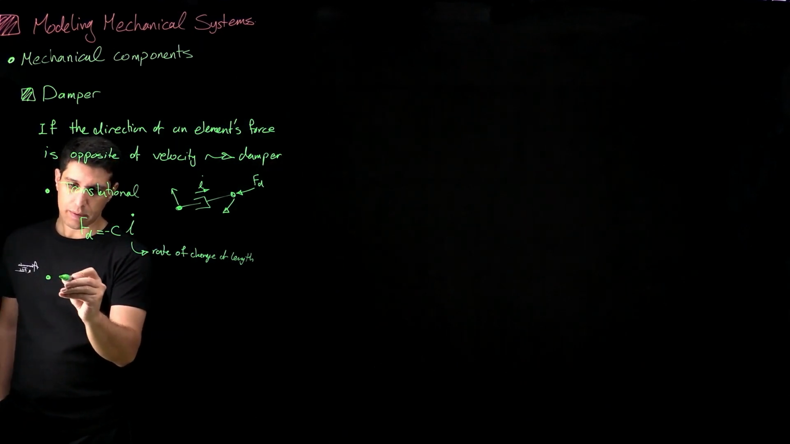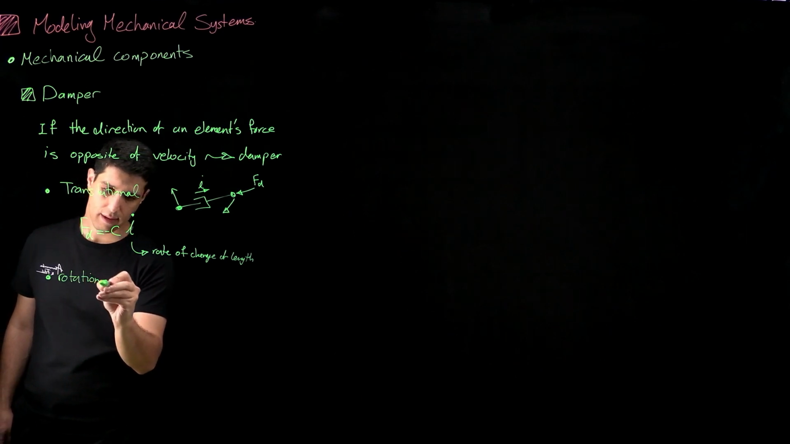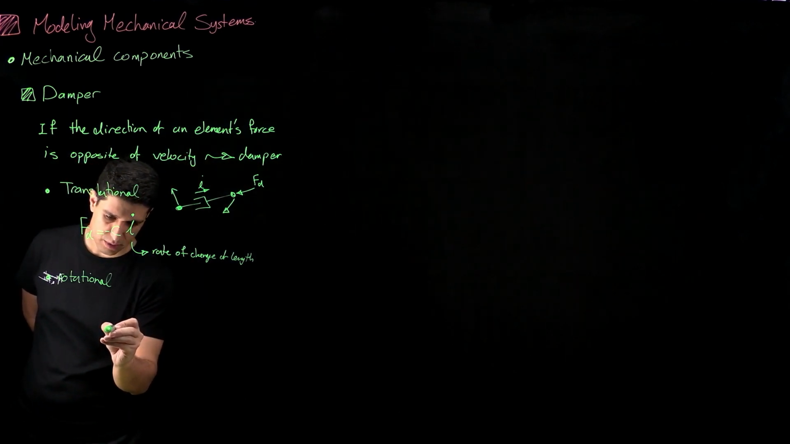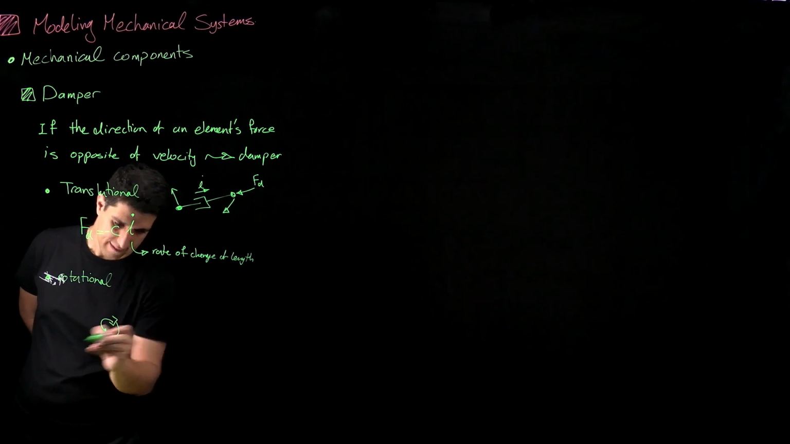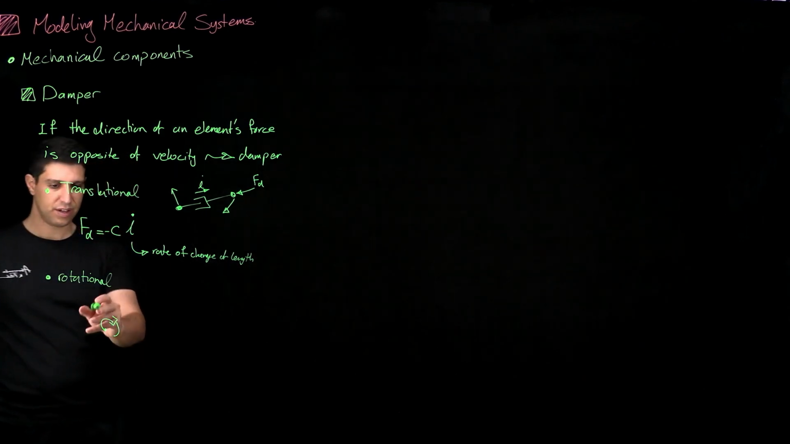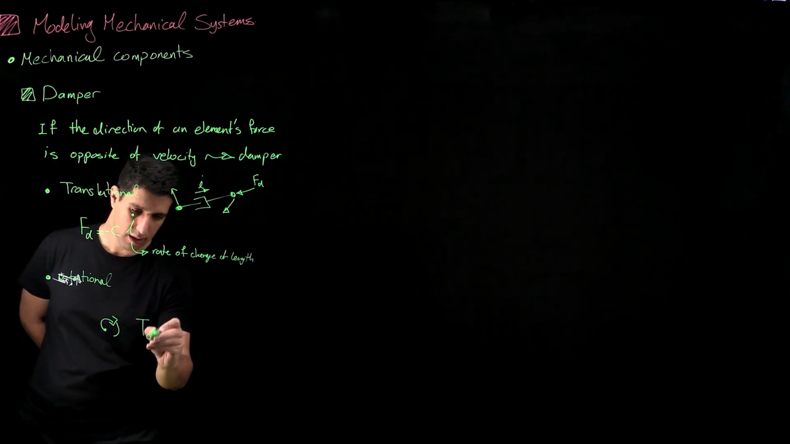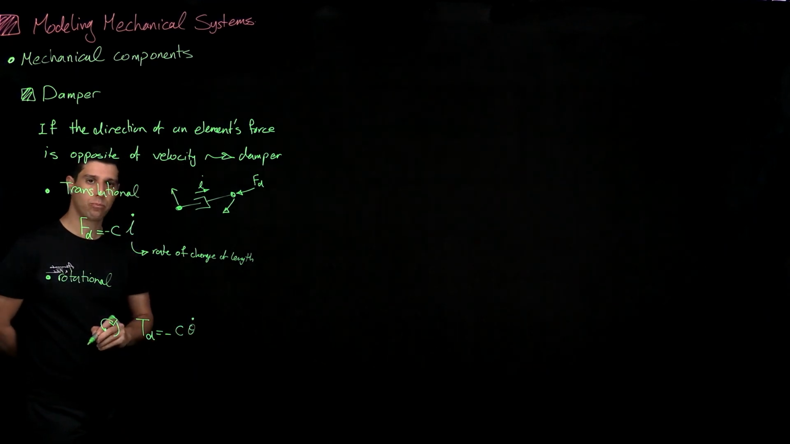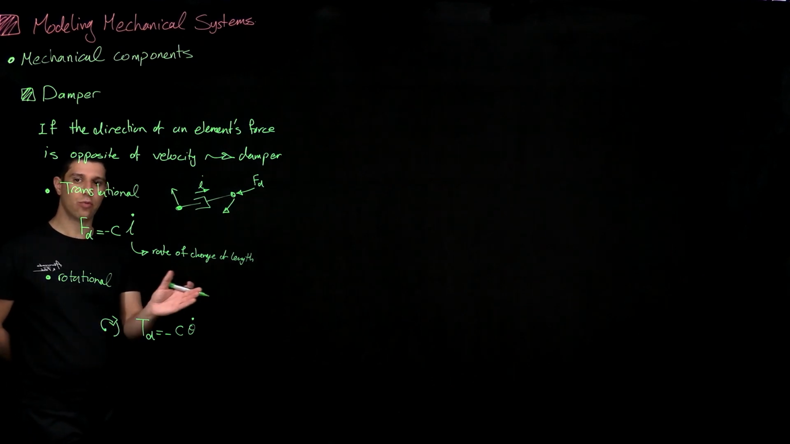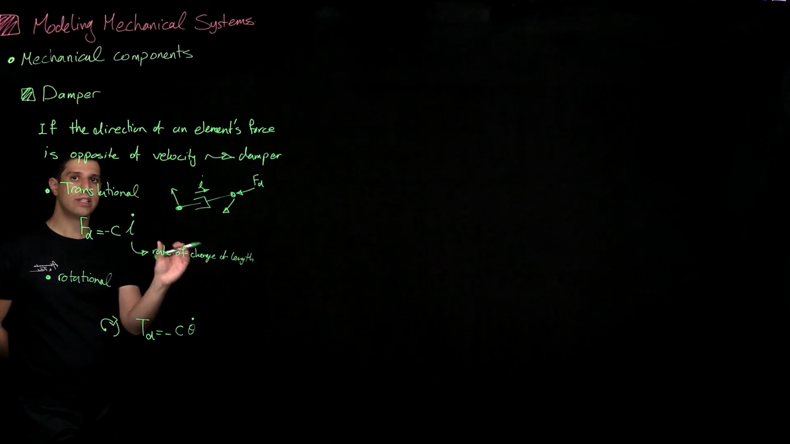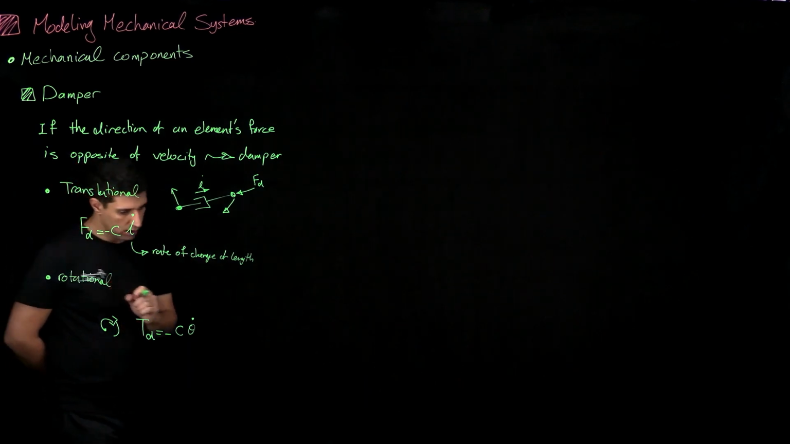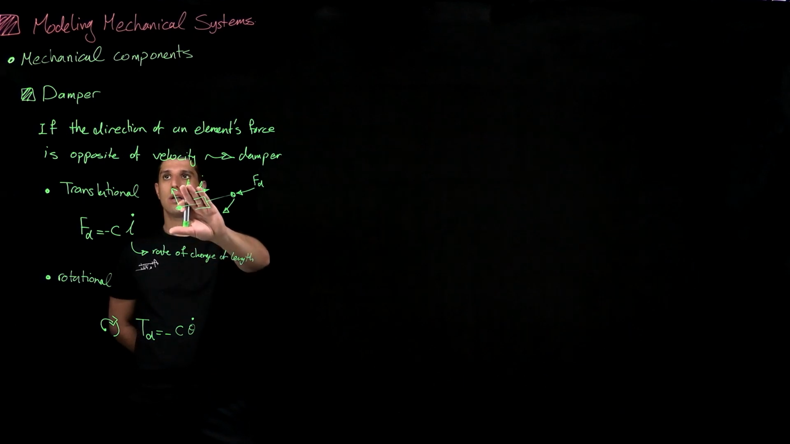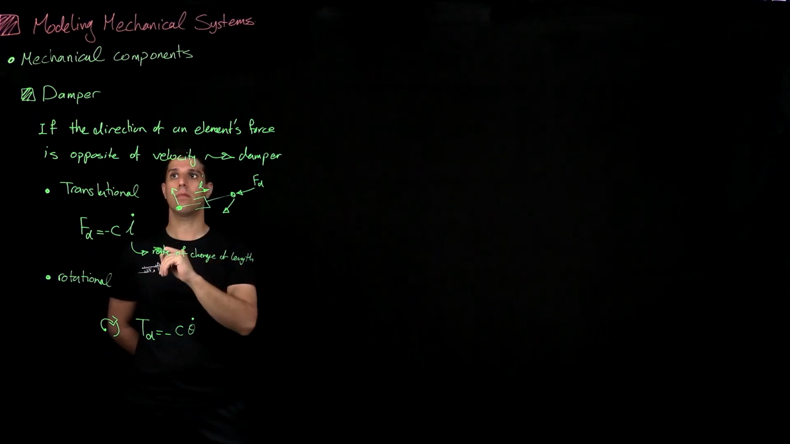Similarly, in a rotational damper, I really don't know how to show it as a symbol. I'm going to do this, but maybe that's not the universal symbol. Again, the torque is minus C theta dot, theta dot being the rate of change in its angular length. And both of these types take energy out of the system and convert it to heat.